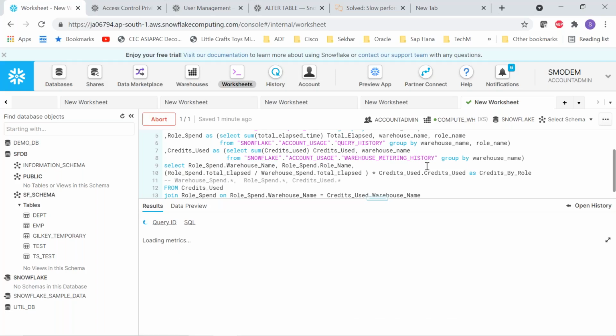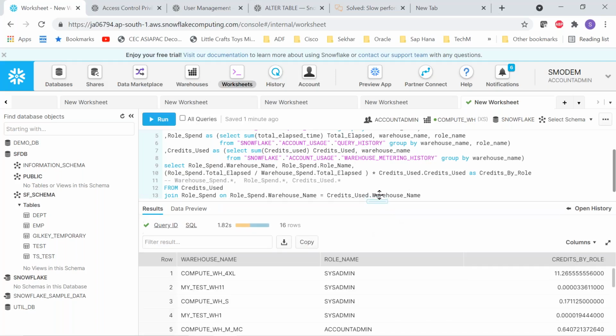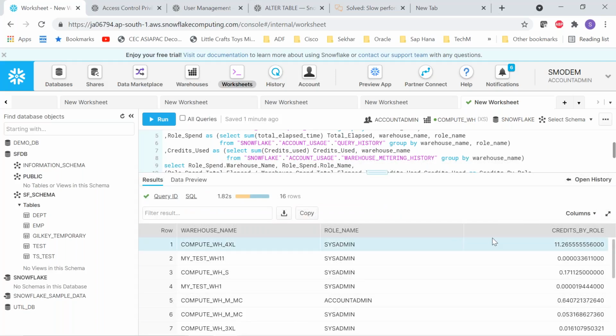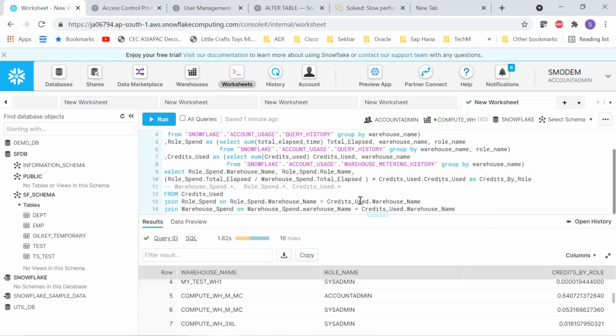So if I run this, right, I see compute WH has sysadmin which has used. So for a particular role, for a particular warehouse, I have also given the explanation in another text file. We can go through it if you are a little confused. So where is my compute WH? Let's go and look at one scenario. So this is the sysadmin. We can filter by warehouse name once.